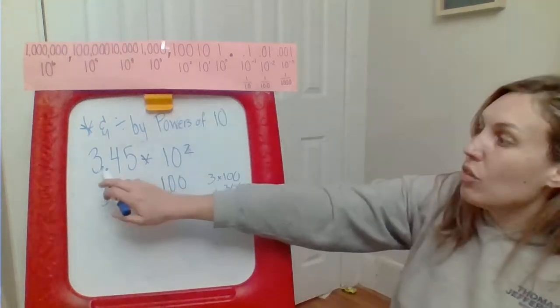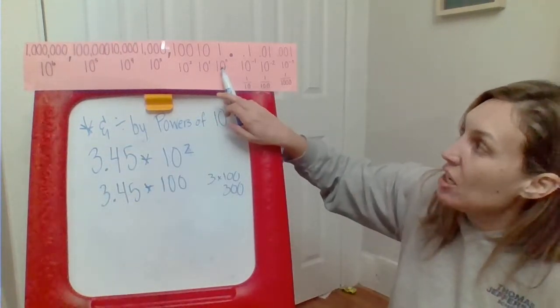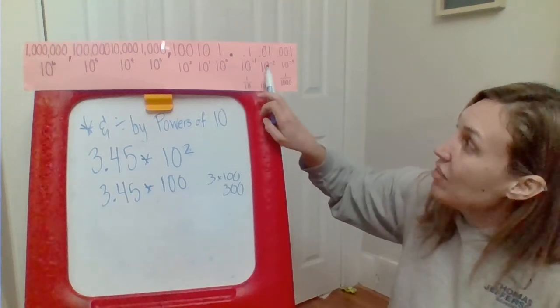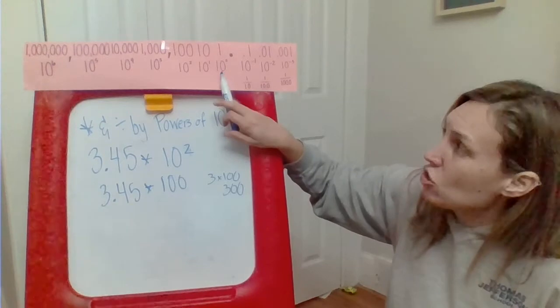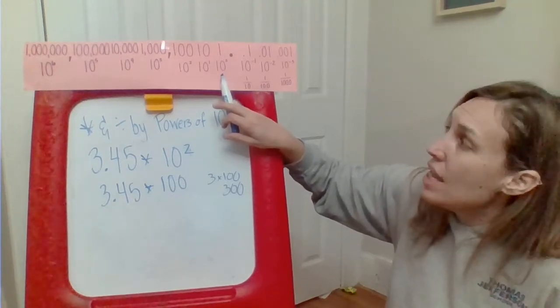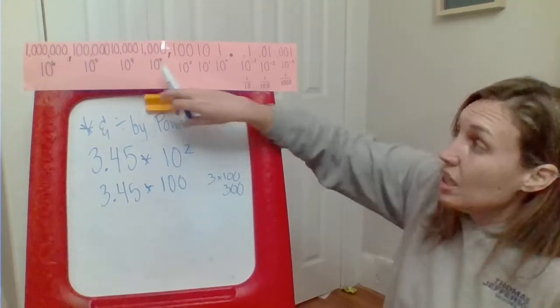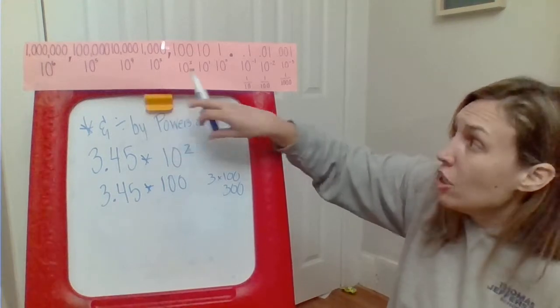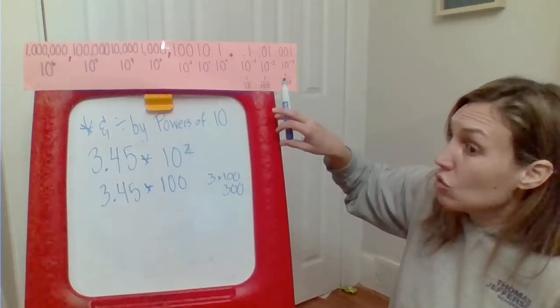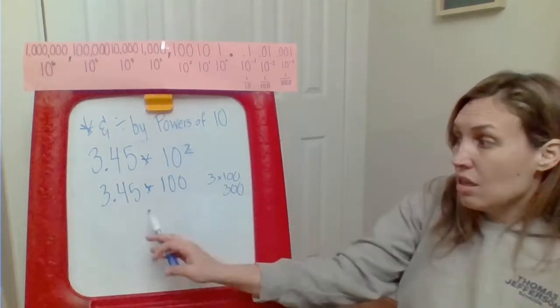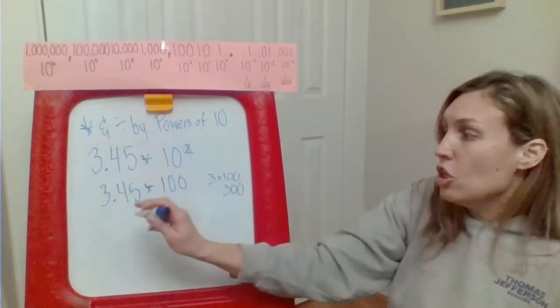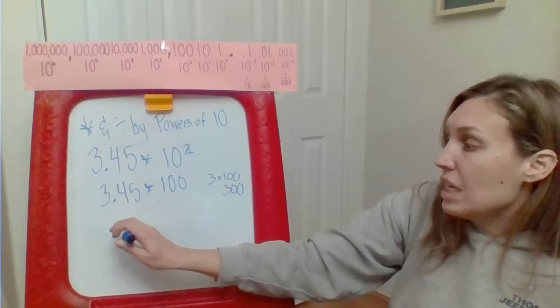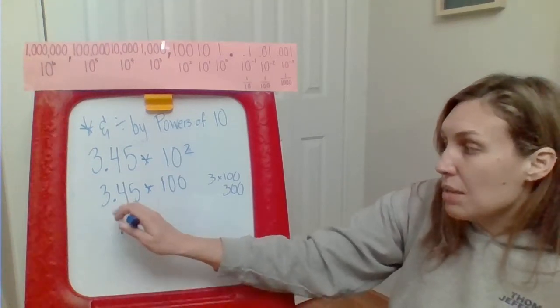So if I was going to put these in, they'd be here. 3 and 45 hundredths times 10 to the power of 2. This 3 is in the ones place. Is it going to move to the left to get greater, or is it going to go to the right to become less? You're multiplying. It's getting greater.